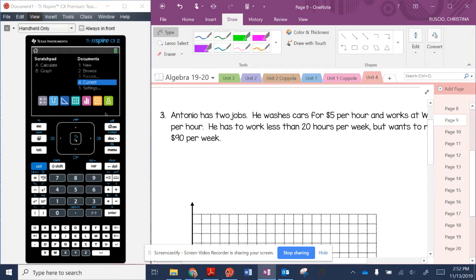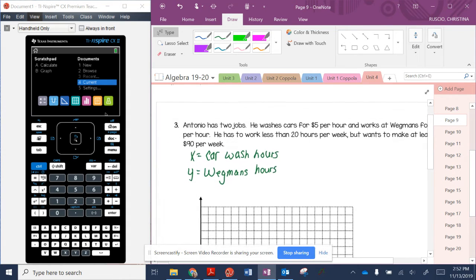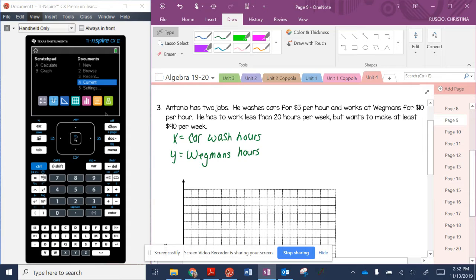And you know what? I'm going to write it up here. X is equal to car wash hours, and then Y is going to equal Wegmans hours. Oh my gosh, I can't talk and write at the same time. Let me just write the word hours so I don't spell things weird. Okay, here we go.